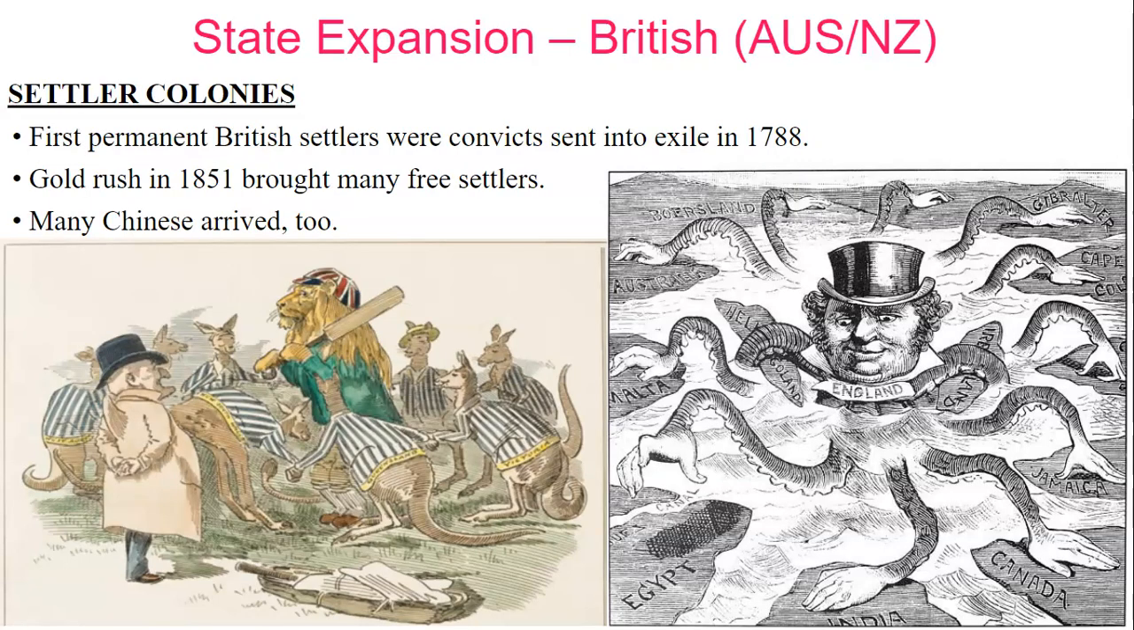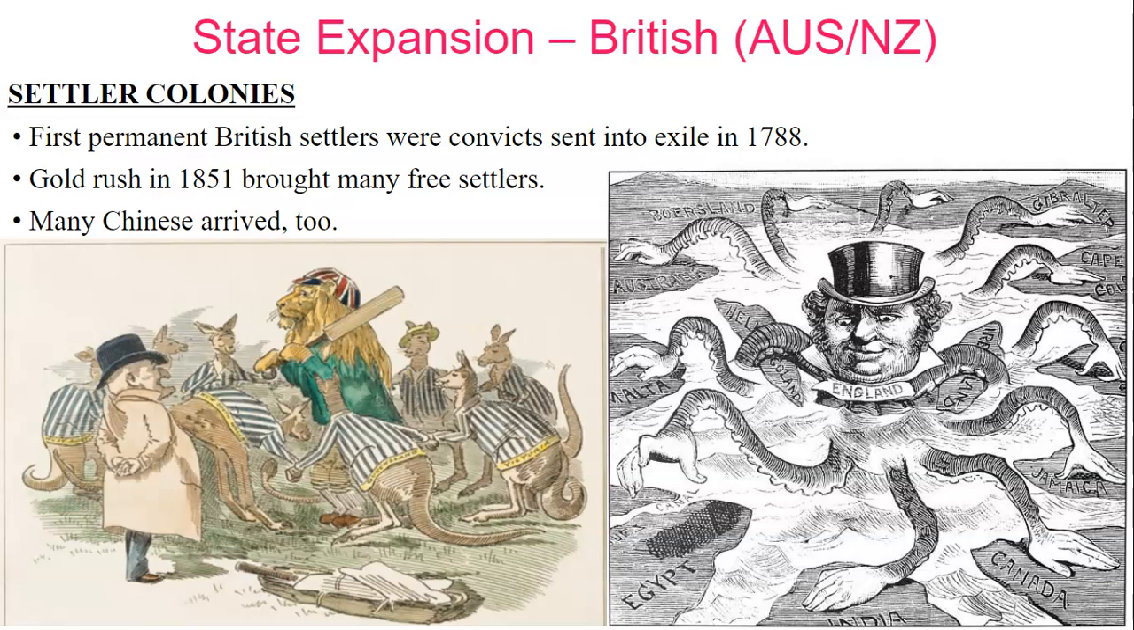All right, the first permanent British settlers were convicts sent to exile over in the Australia-New Zealand area in 1788. There was a gold rush in 1851, which brings many free settlers. Yes, there was a gold rush over there, just like there was a gold rush in America. And of course, many Chinese are going to arrive as well.